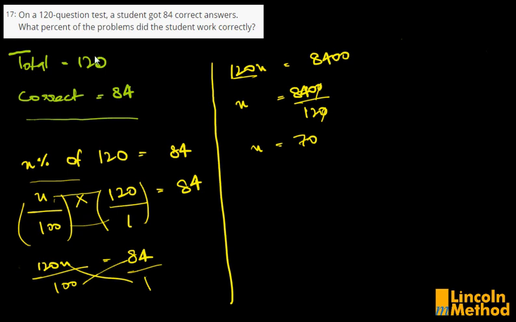Now since we were finding out the percentage of the problems that he solved correctly, let's not forget the percent sign. So 70% is the percentage of answers that he solved correctly.